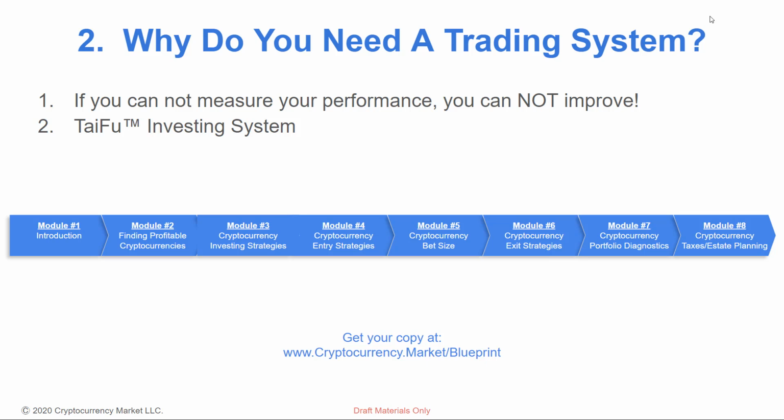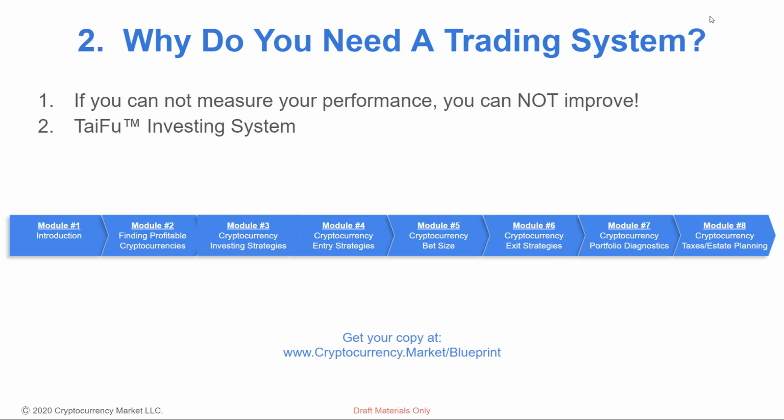And in order to be able to trade consistently and be profitable and to invest consistently and be profitable, you have to be able to measure your performance and measure what you're doing so that you can improve on it, okay? If you cannot measure your performance, you cannot improve. Just remember that. If you cannot measure what you're doing in trading, you cannot improve it, all right? So here is an example of a trading system.